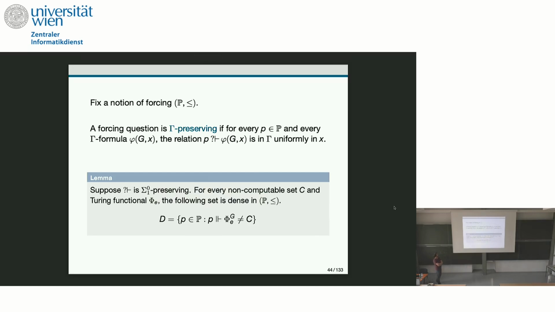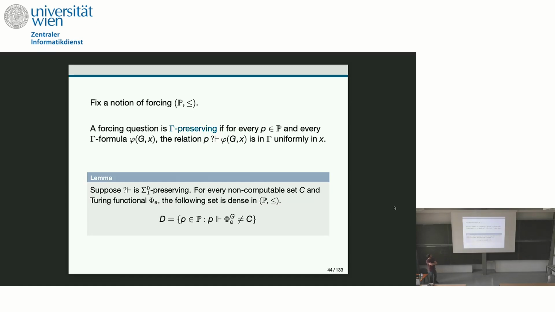So fix the notion of forcing. We say that a forcing question is Gamma preserving for a family of formulas Gamma if for every condition and every Gamma formula, so think of Gamma as Sigma 1, for example, the forcing question, P forcing question phi of G, x, is Sigma 1 uniformly in the parameter x. It does not need to be uniform in the approximation, but it has to be uniform in the parameters of the formula.